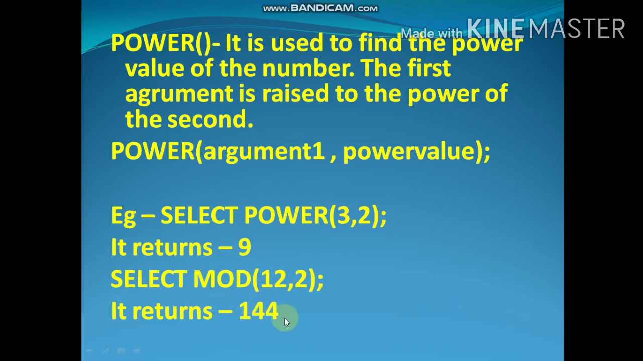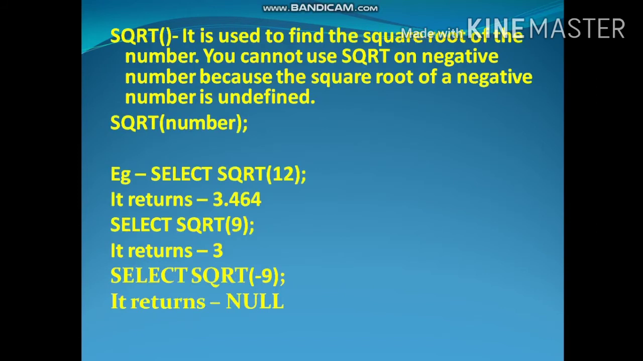If you want to find any power value, then what function can we use? We can use the power function. Another number function is sqrt. It is used to find the square root of a number. You cannot use square root on a negative number because the square root of a negative number is undefined. That means we cannot find the square root of any negative number.